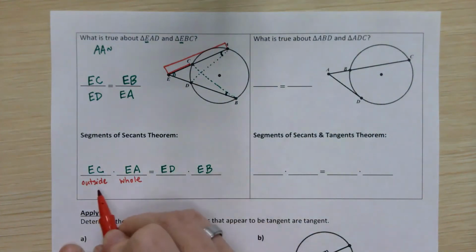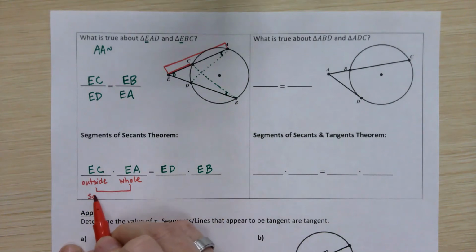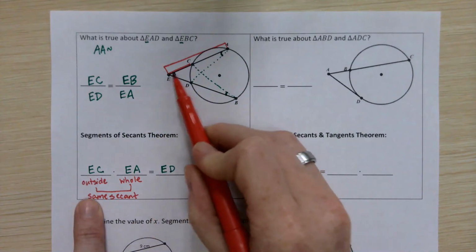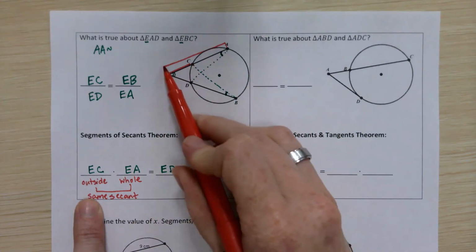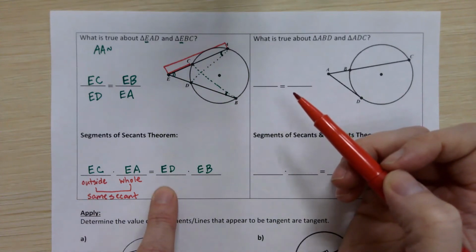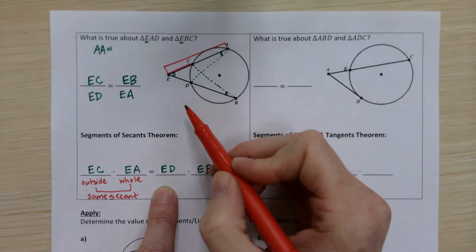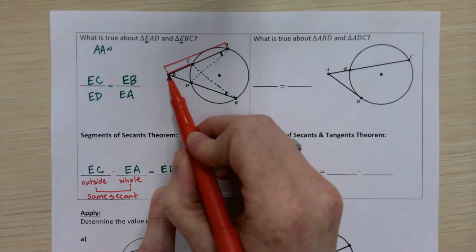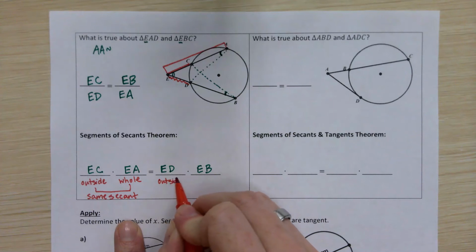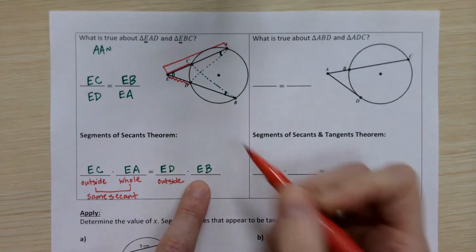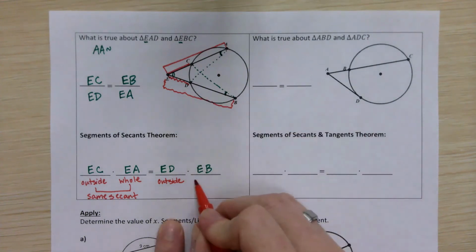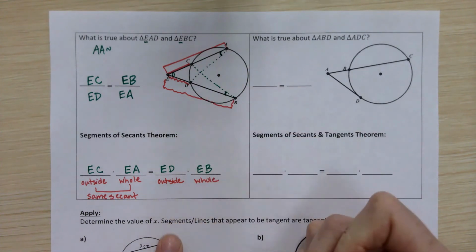So these are on the same secant, but it's taking the outside of that secant times the whole secant. If we look at the second part from the other cross product, the same exact thing happens. We've got the outside part of that secant, and that outside part is getting multiplied by EB, which again is that whole secant segment.